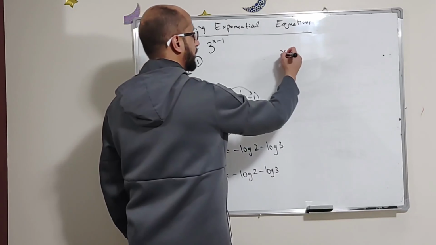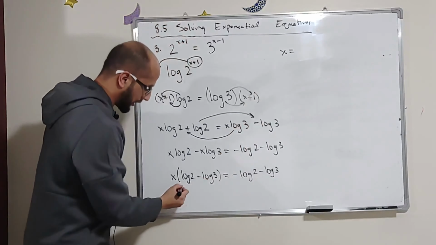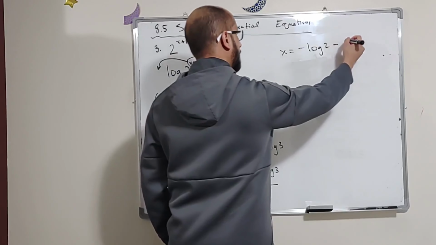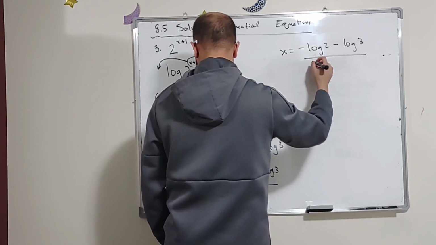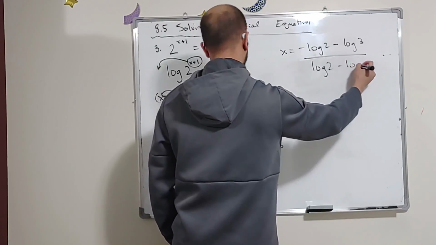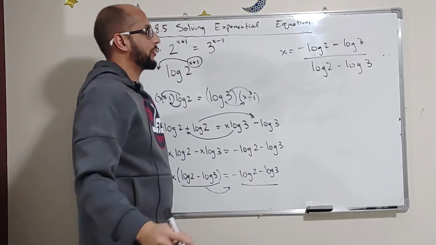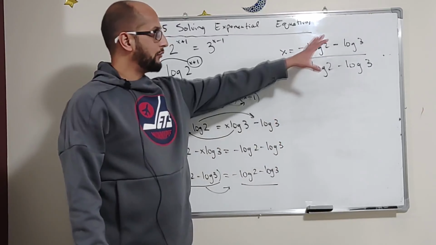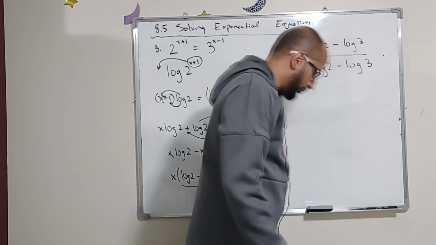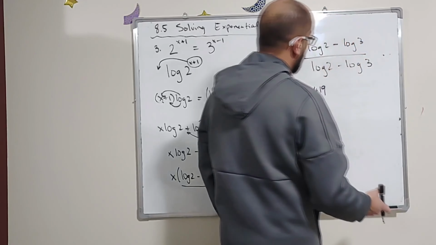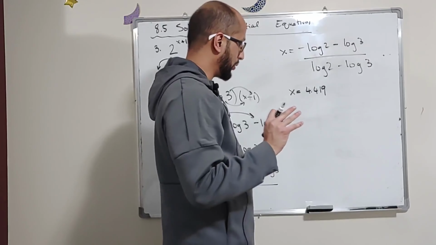In order to isolate x now, we would take this whole term to the other side and divide it. So I have negative log 2 minus log 3 over log 2 minus log 3. Okay, and then for this one, you'd plug it into your calculator, and the value that we would get is approximately 4.419, because the original question does say to solve it to 3 decimal places.